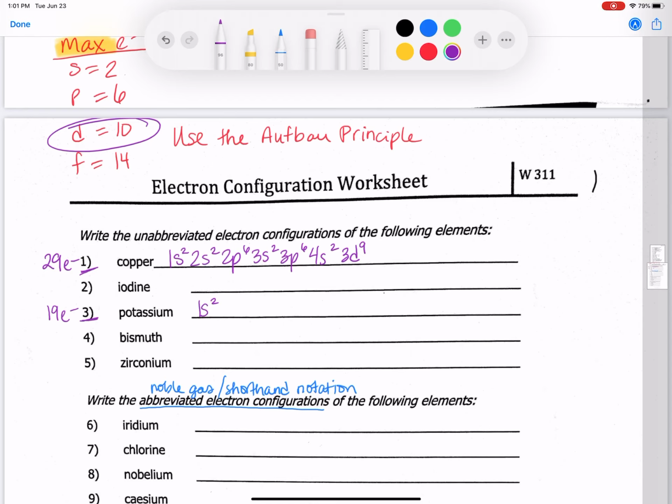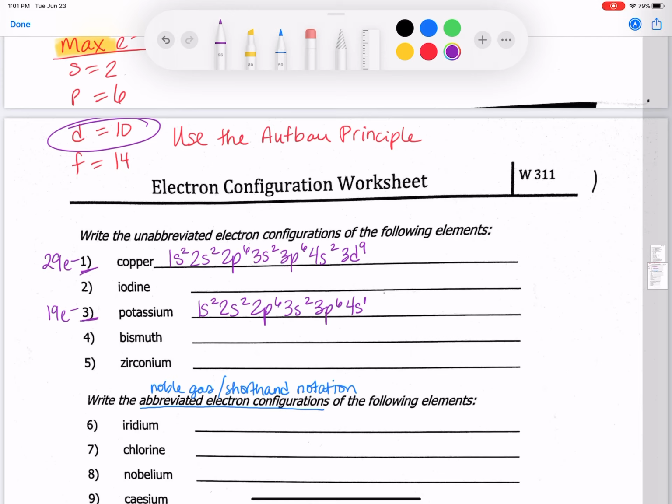I'm going to continue using the Aufbau principle, and so again, I'm going to now follow up and go into 2s, and so that's going to give me 2s2. I continue filling it in, 2p6, 3s2, 3p6, and remember, I only need 19 electrons, so my next orbital is 4s, but I don't need 4s2 because that would give me 20 electrons. I just need 19 electrons, so that's 4s1. So now I have my electron configuration for copper and for potassium.